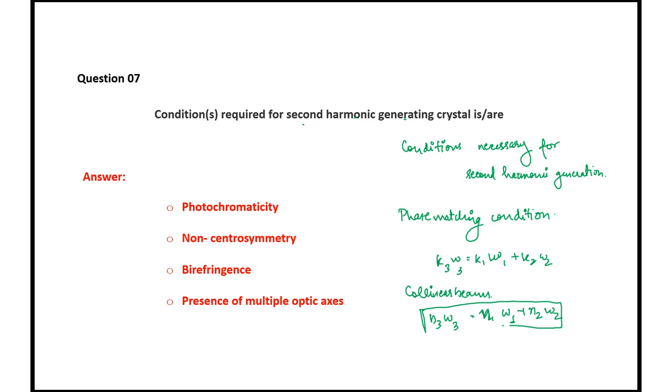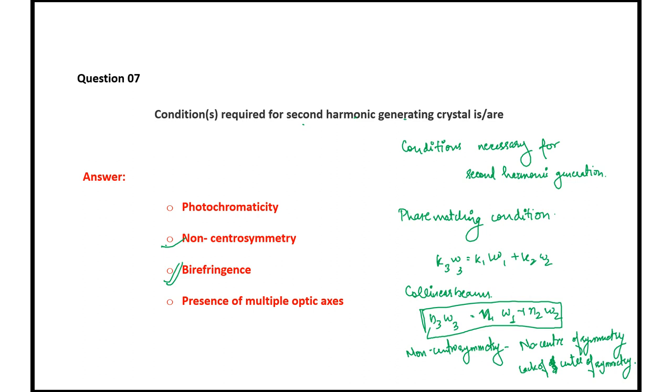The other thing we discussed is, first of all, birefringence, which we have already discussed in detail in the previous questions. Then non-centrosymmetry, which means no center of symmetry, or lack of center of symmetry. This is also one of the essential conditions.